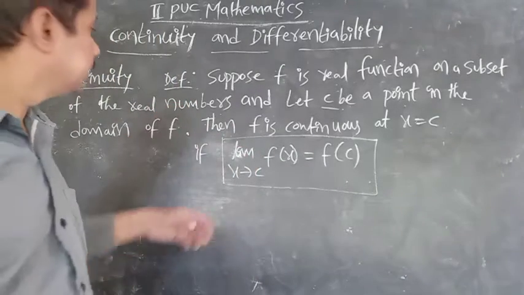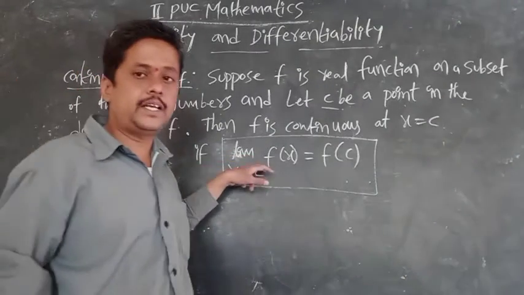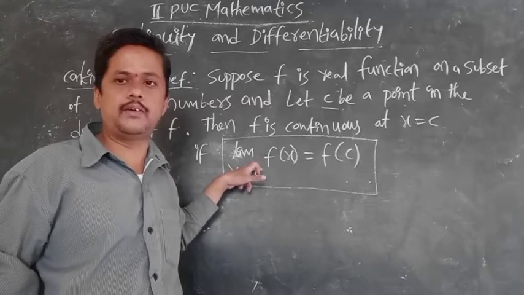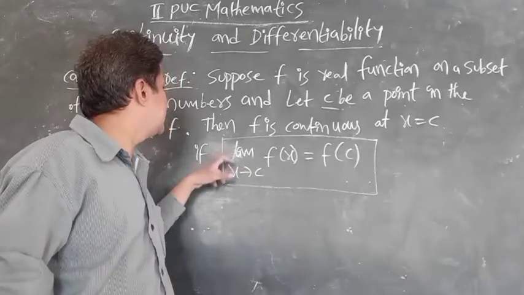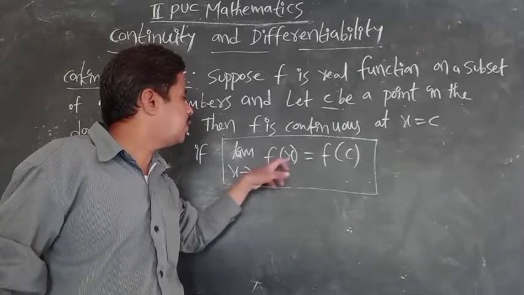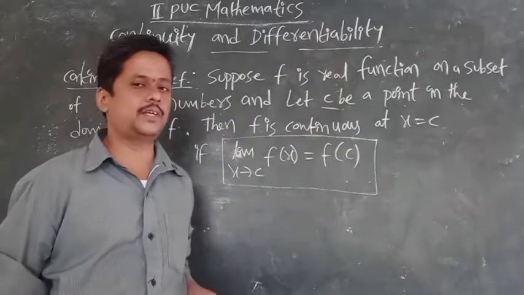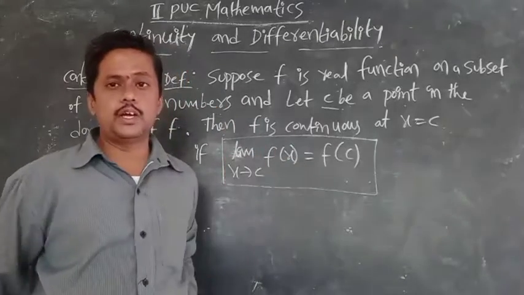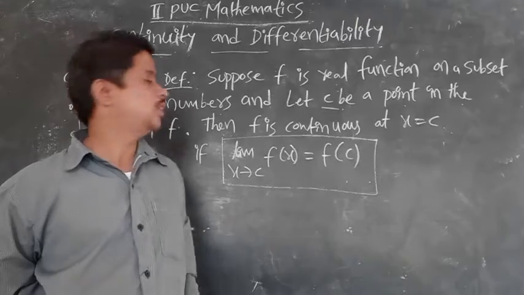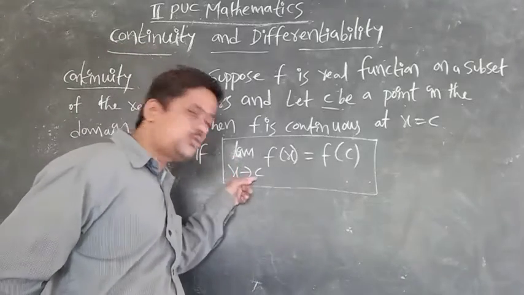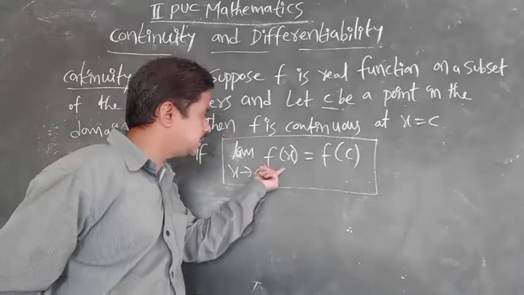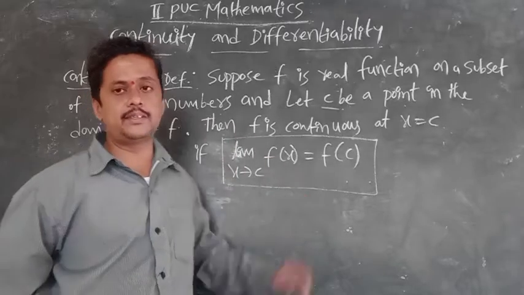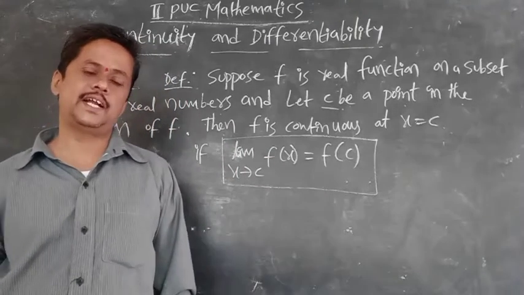This condition you have to satisfy. What is this condition? In first PC we already learned about limits. So here, the limit as x tends to c of f of x is equal to f of c. What is that condition? The limit as x tends to c of f of x is equal to f of c. So if the x value tends to c and the limit of the function is equal to f of c, if you can satisfy this condition, then we can tell that f is continuous.